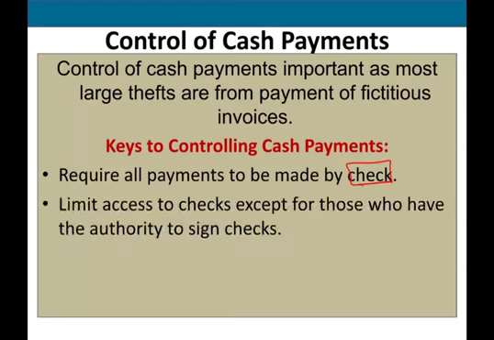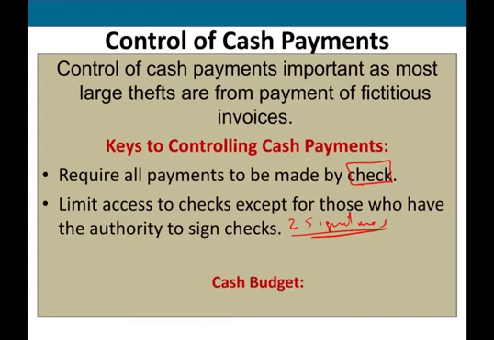And limit access to checks except to those who are authorized to sign them. Obviously, that's a good control too. You want to make sure the checks are protected. And some companies need 2 signatures for each check, so not one individual can sign the check alone. And we'll talk shortly about what internal controls the company will need to make sure the payments are being made to legitimate vendors.